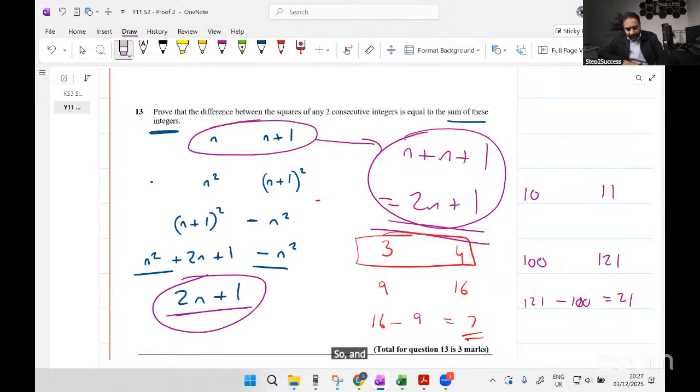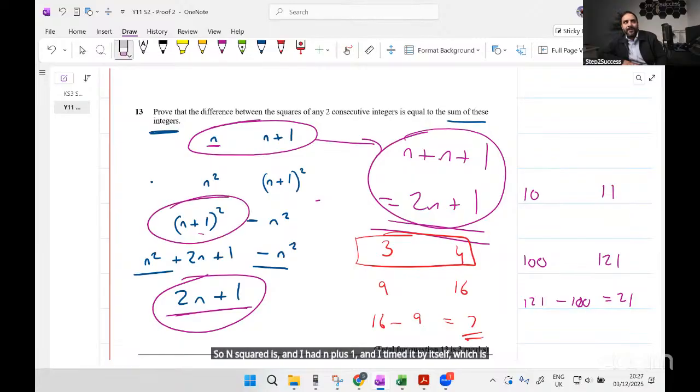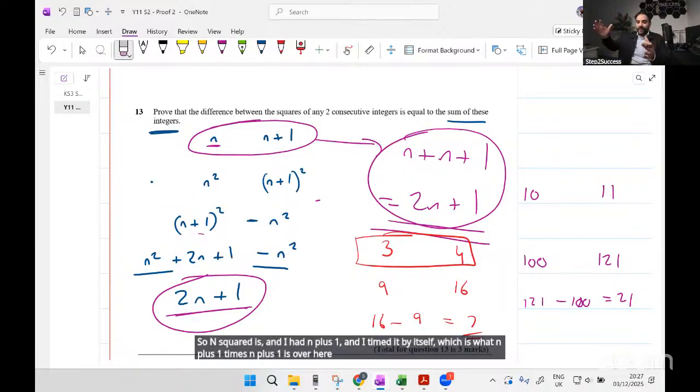So, that's what we did here. We had n, and I times it by itself, which is what n squared is. And I had n plus 1, and I times it by itself, which is what n plus 1 times n plus 1 is over here. So I'm just showing you with examples that this works.